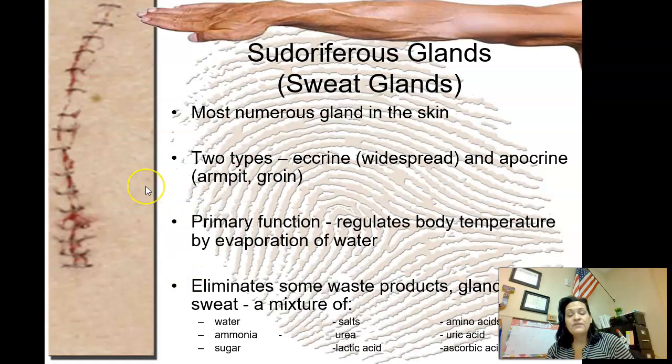If you've ever had sweat that drips and gets into your eye, it stings a little bit. Well, you've got all these other things in there, some salts and ammonia. And if it drips, you get the taste of it too. So that's what it's getting rid of, that gunky stuff. So I wouldn't make it a habit.